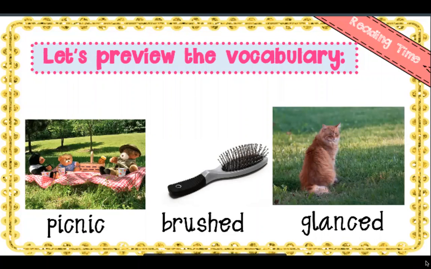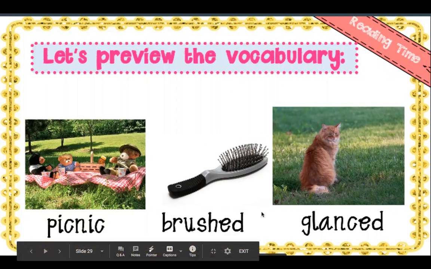So the first word in the story that we need to go over is picnic. If you look at the first picture, you see some bears on a picnic. A picnic is where you take some food and a blanket and you go have lunch outside. The next picture is a brush. You might use a hairbrush to brush your hair. So if someone brushed your hair, they are sliding the brush through your hair gently. The last picture is a cat. The word is glance. Glance means to look quickly. If you look at this picture, this cat might be glancing at you.